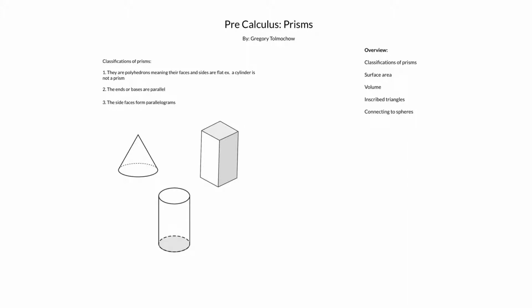flat. For example, a cylinder would not be a prism because it has curved bases, whereas regular faces of a polyhedron consist of polygons. Another classification of a prism is that their ends or bases are parallel, so something such as a cone would also not be a prism since it only has one base. The last classification of a prism is that their side faces form parallelograms, meaning that for this rectangular prism, if we were to take the face, it would form a rectangle, which is a parallelogram.